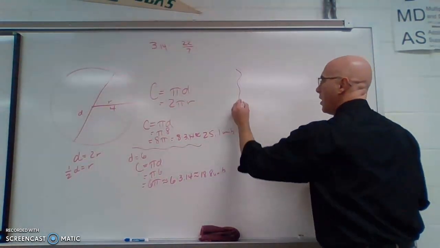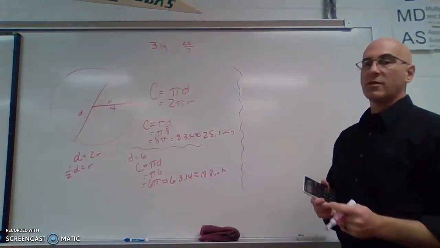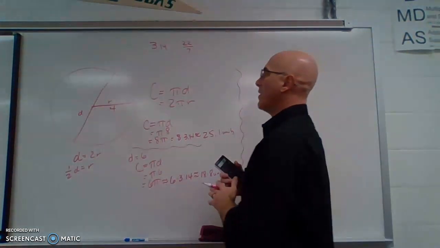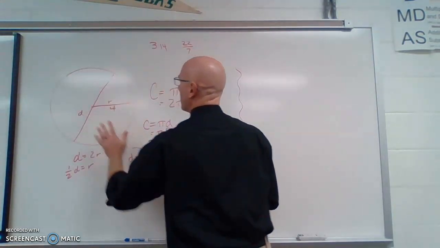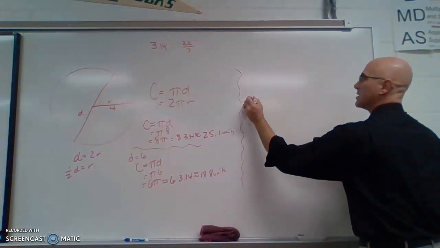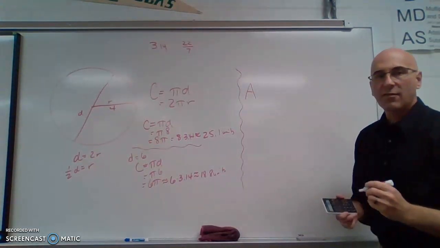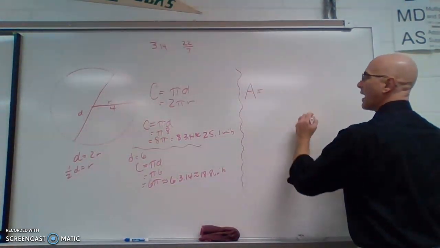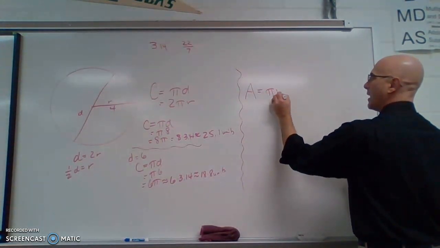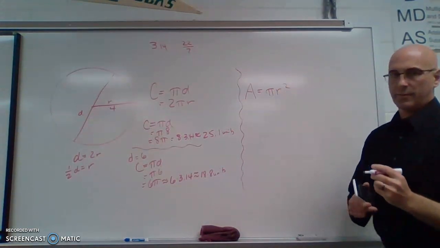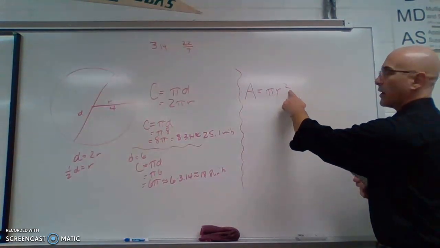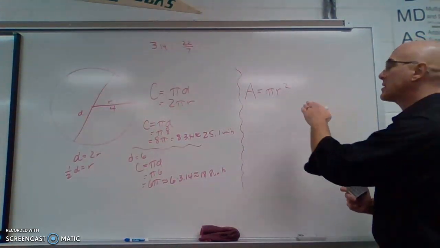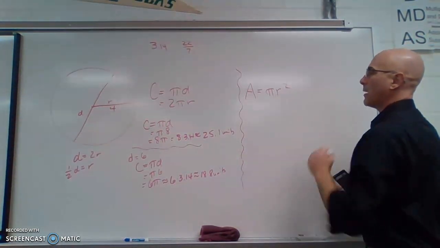So now, not only can we find the circumference, but we can find the area. That means how much of this surface is covered. That is indicated by a capital letter A for area, and that formula is pi r squared. So we take the radius and we square it. In other words, we multiply it by itself, and then we multiply it by pi.